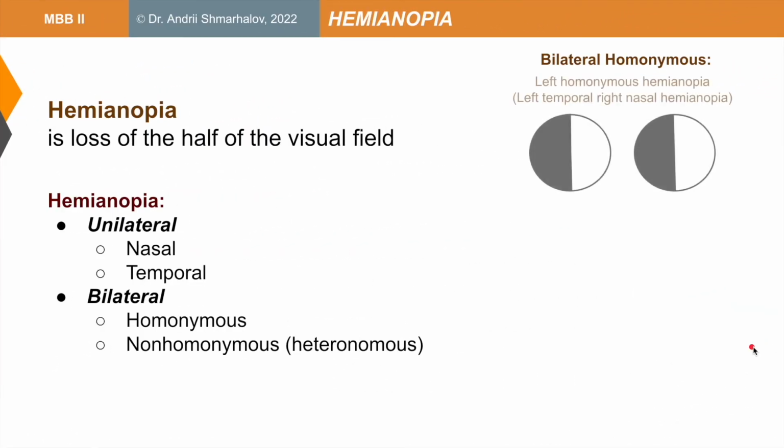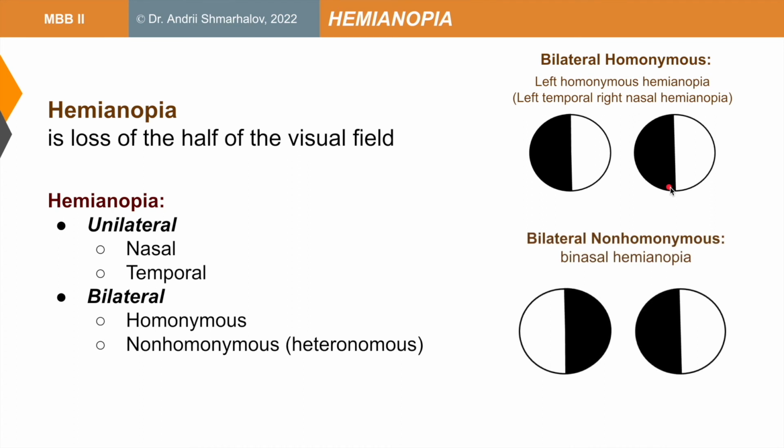Homonymous hemianopia means the loss of the same right or left halves of the visual fields for each eye. For example, in this picture, you can see the left homonymous hemianopia because both left sides are lost. Also, this type of hemianopia may be called left temporal because for the left eye, we lose the temporal visual field part, and right nasal because we're losing the right nasal part of the visual field.